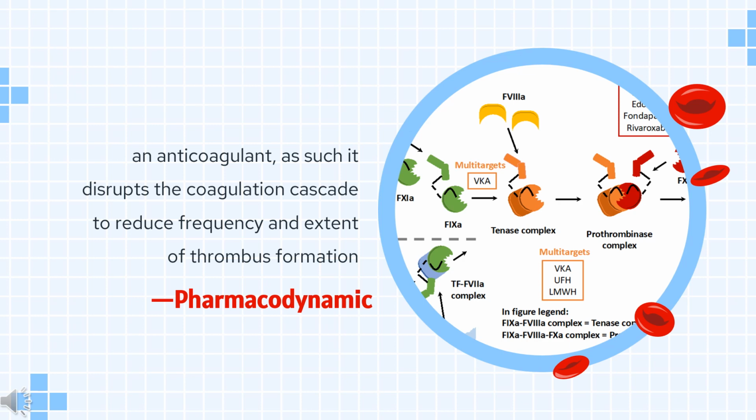Pharmacodynamics. Warfarin is an anticoagulant, as such it disrupts the coagulation cascade to reduce frequency and extent of thrombus formation. In patients with deep vein thrombosis or atrial fibrillation, there is an increased risk of thrombus formation due to the reduced movement of blood. For patients with cardiac valve disease or valve replacements, this increased coagulability is due to tissue damage.